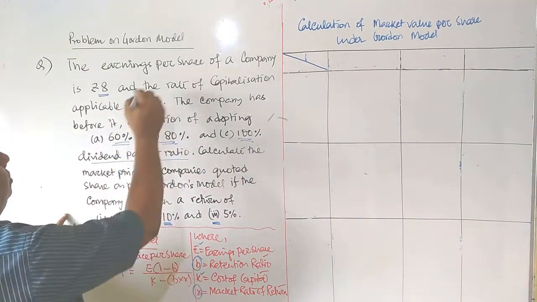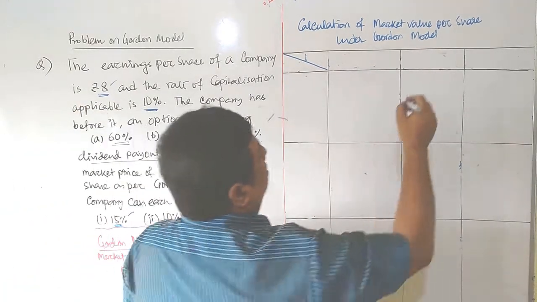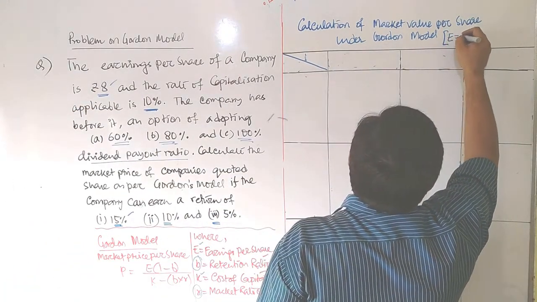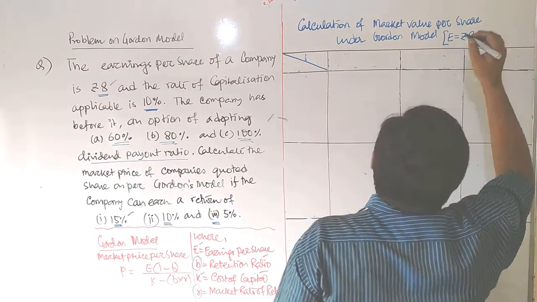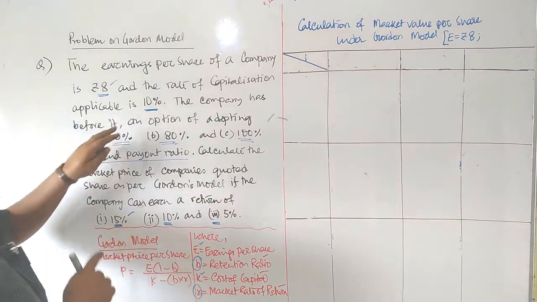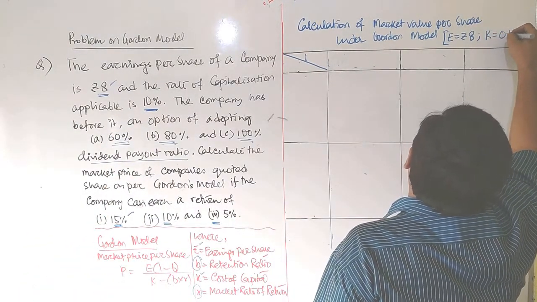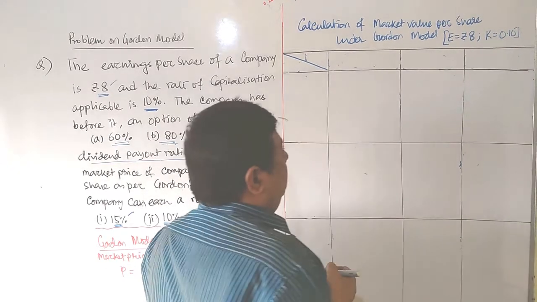E is available in the question, that is earning per share. It is mentioned over here, rupees 8. Let me plot over here, E equals rupees 8. And K, that is cost of capital, is also mentioned over here, that is 10%. You can plot over here, K equals 10%, 0.10.